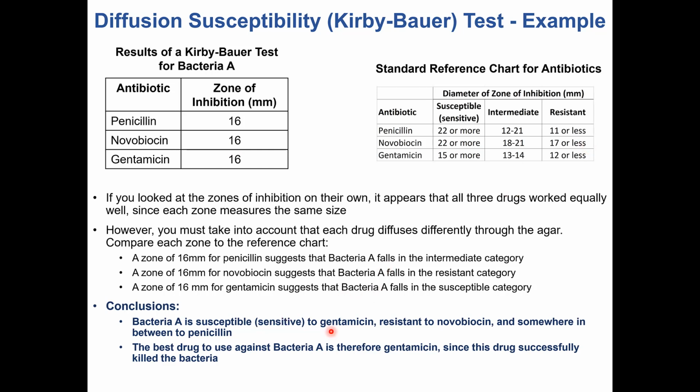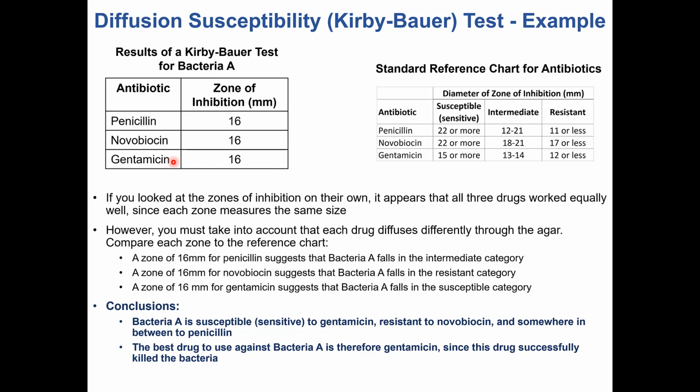For novobiocin, a 16 millimeter zone of inhibition falls in the resistant category. That means that bacteria A is resistant to novobiocin, meaning novobiocin doesn't work. Even though there's a zone for that drug, the zone is not significant enough to mean that the drug actually worked. And then finally, gentamicin, 16 millimeter zone of inhibition, that puts the bacteria in the susceptible category. So that means bacteria A is susceptible or sensitive to gentamicin.